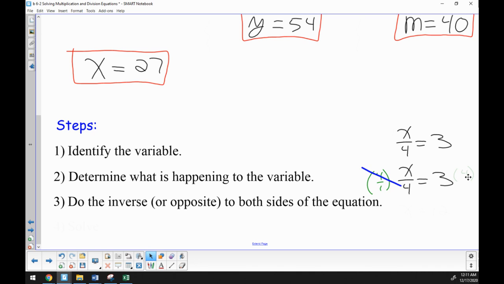On the left side, the 4's cross cancel. 1 times x is x. And on the right side, 3 times 4 is 12. The last step is to solve, which is what I just kind of went ahead and did. And that is how you solve division equations.